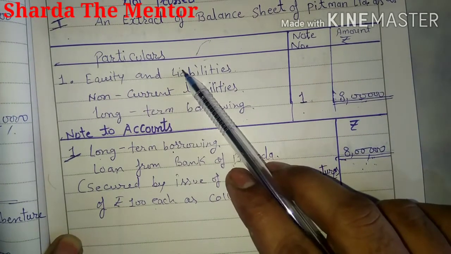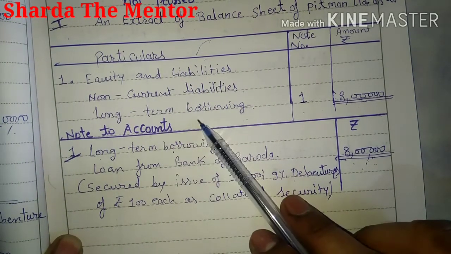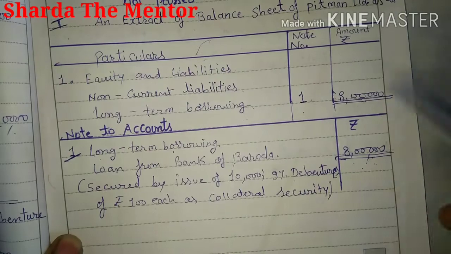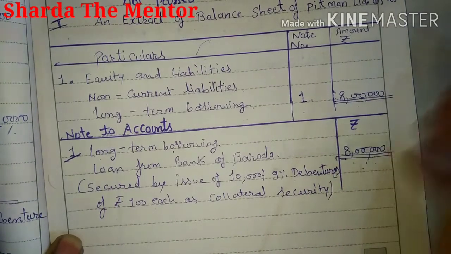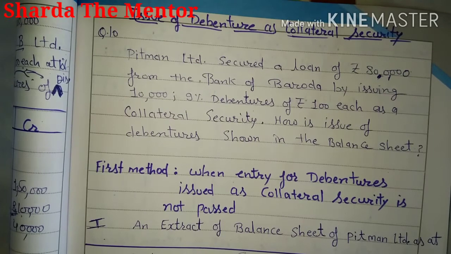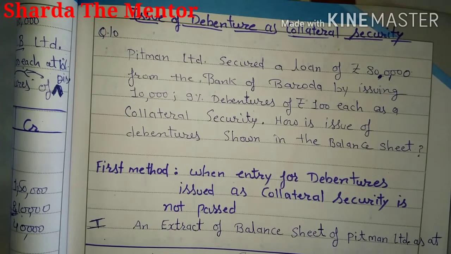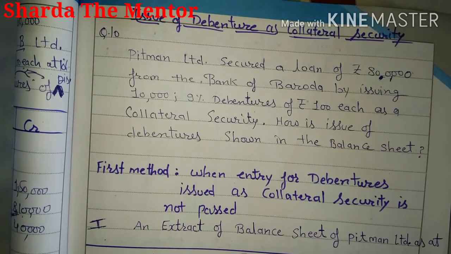So equity and liabilities will be the heading, the subheading will be non-current liabilities, and after that long-term borrowing, that we have taken as loan from the Bank of Baroda, that you will mention here. So the same question we will solve by the second method. In the first method we won't pass a journal entry, but in the second method we pass the journal entry. So Pitman Limited secured a loan of rupees 8 lakh from the Bank of Baroda by issuing 10,000 9% debentures of 100 each as a collateral security.